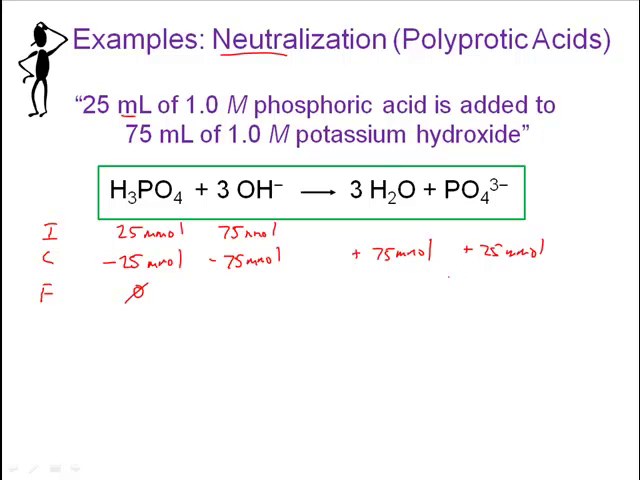Now, this would be a stoichiometry problem if we wanted to solve it, but this is the same idea. We cancel out these here and these here. We're left with 75 millimoles of our water and 25 millimoles of our phosphate ion. This could tell us the concentration of phosphate ions in this reaction. It could also tell us how much water you made, even though that usually isn't as important for different uses.